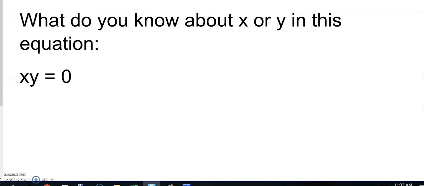Section 9.6 starts off with our concept of understanding that when we multiply two things and get 0 as an answer, one of those two things has to be 0, or both of them. So in this situation, x times y, if that equals 0, we know one of two things: x equals 0 or y equals 0, or both of them equal 0.